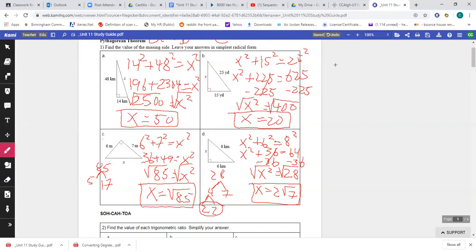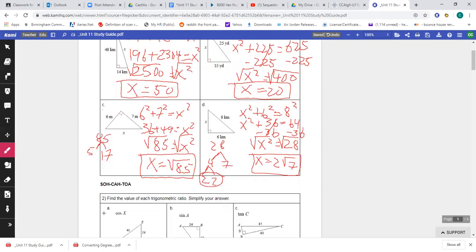Okay, so that's the first topic on the quiz, just Pythagorean theorem. Now the next topic is Sohcahtoa, which is your trig ratios.